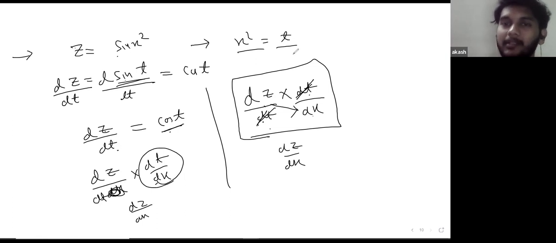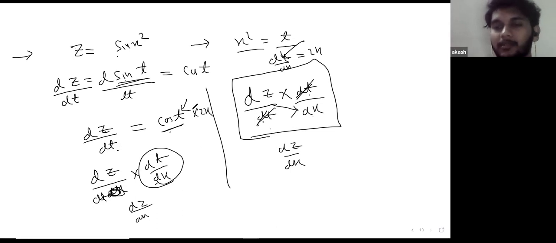So multiply this answer with dt by dx. How to find dt by dx? Differentiate this one. So dt by dx will be 2x. So multiply this with 2x. Put the value of t, you will get the answer. Is this clear or not? Or was this more complicated? Rahman, is this clear? Yes, sir. Sir, the previous one was a bit easier.